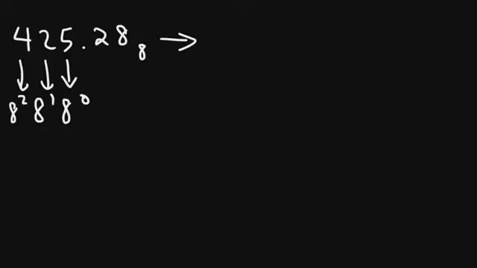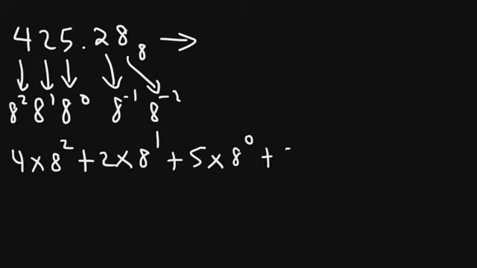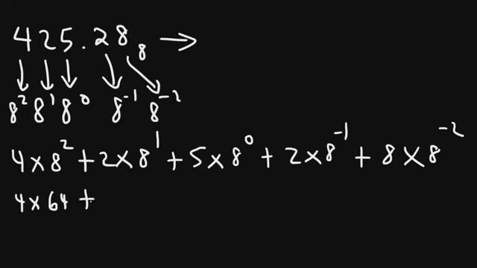So if we follow the pattern of exponents that we see here, the next number has to be 8 to the negative 1. So the number to the right of the decimal we need to multiply by 8 to the minus 1, and then the last number by 8 to the negative 2. So we're going to have 4 times 8 squared plus 2 times 8 to the first power plus 5 times 8 to the 0 power plus 2 times 8 to the minus 1, and then plus 8 times 8 to the minus 2. Now we know that 8 squared is 64, and 2 times 8 is 16.